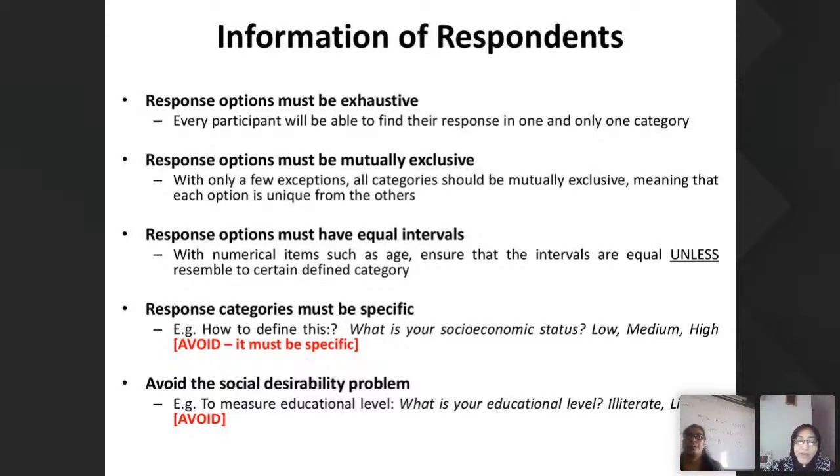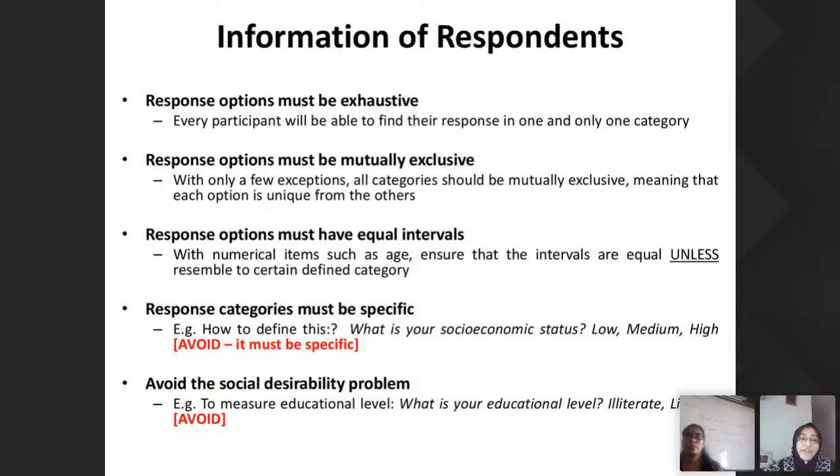Okay, so this must be avoided. It must be very specific. The same goes with the term social desirability. This must be avoided. Let me give an example of what this social desirability is about.